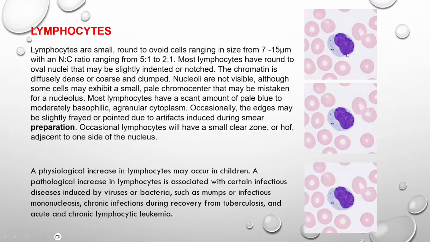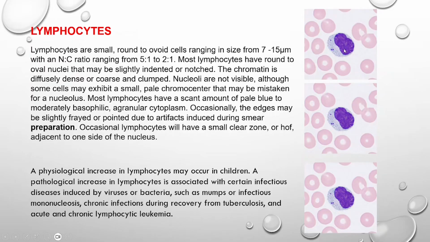Lymphocytes. Lymphocytes are small, round to ovoid cells ranging in size from 7 to 15 micrometers with an N:C ratio ranging from 5:1 to 2:1. Most lymphocytes have round to oval nuclei that may be slightly indented or notched. Okay, nuclei, you can see here.